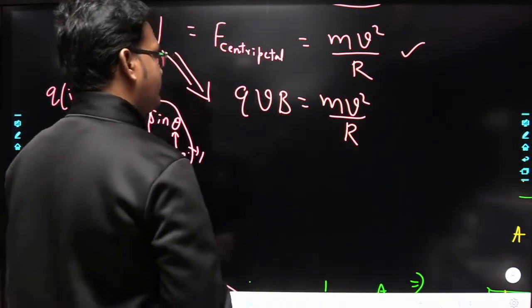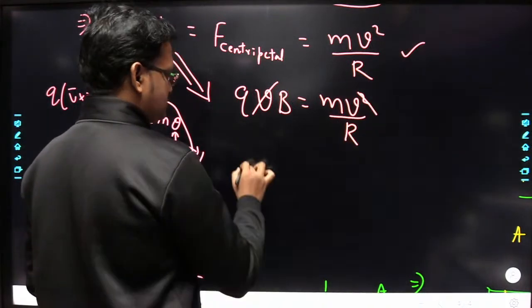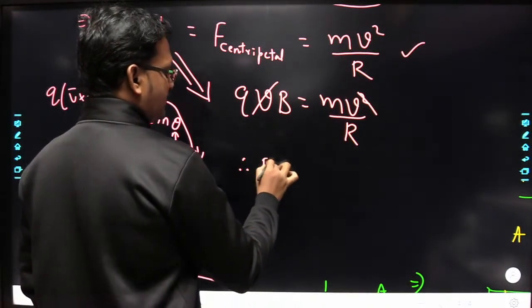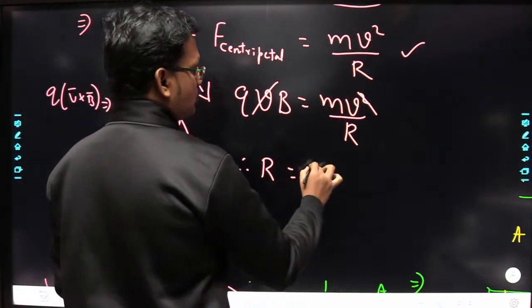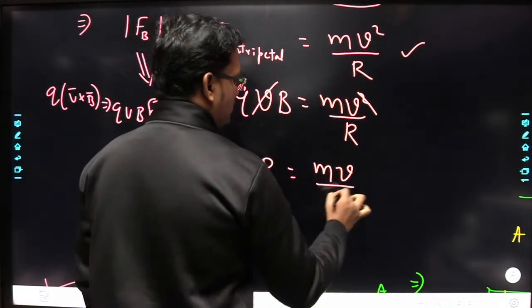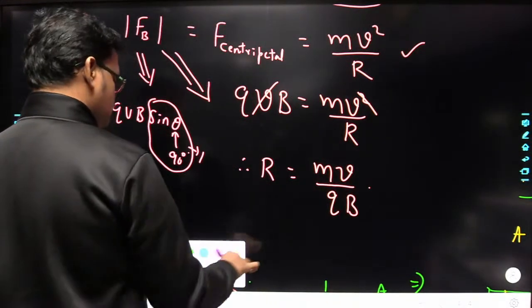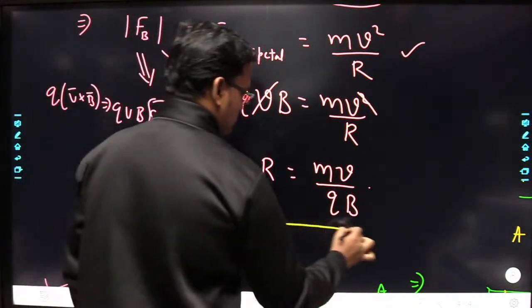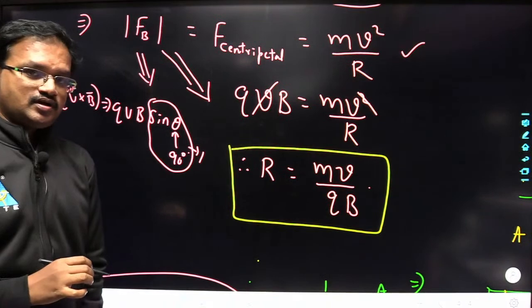So mv square divided by r. Now here this v and this v will get cancelled. Therefore from here I can determine the radius of the circle. R is equal to mv by q into b. This is the expression for the radius of the circle, right?